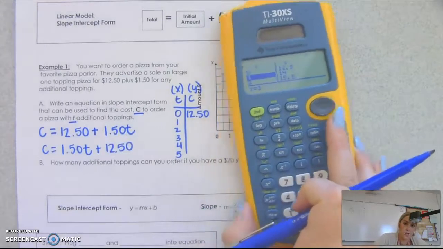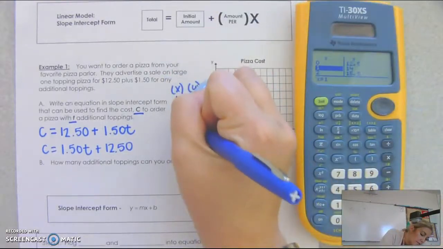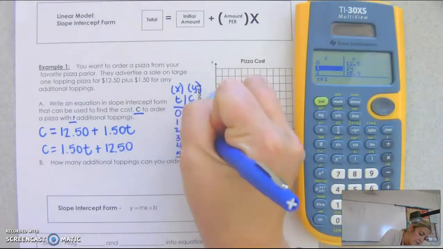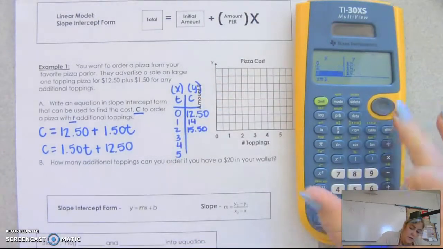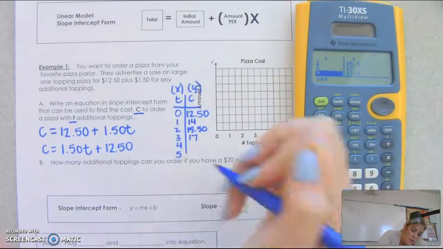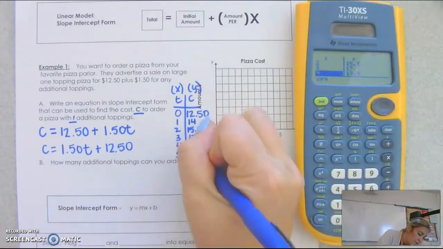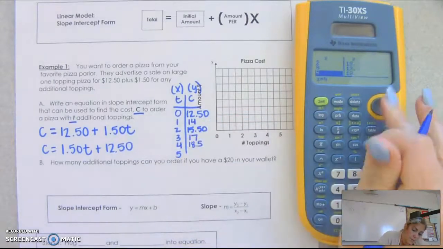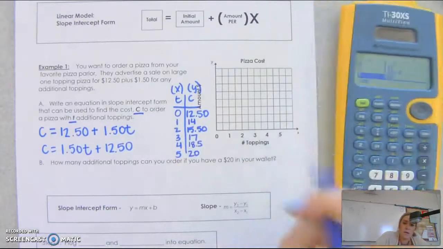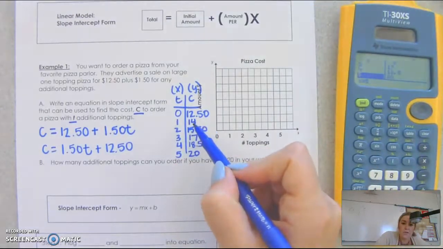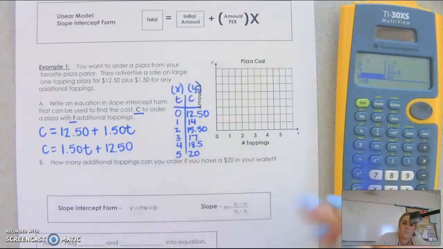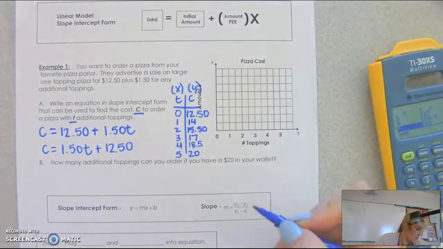And it'll give me my chart. So at 1, I have 14. At 2, I have 15.50. At 3 is 17. 4 is 18.50. And 5 is 20. So you can see that all I'm doing here is I'm just adding $1.50 every time I add another topping. So now let's graph these.